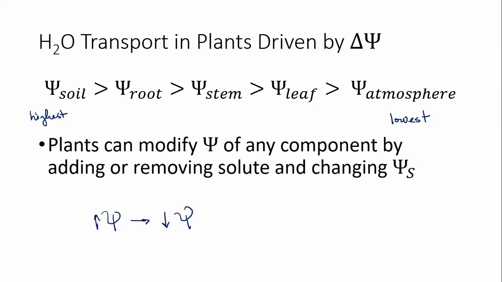Then the stem has a slightly lower water potential than the root, which drives water to move from the roots up to the stems. Similar thing with the leaf. The leaf has a lower water potential than the stem, and so water is going to naturally move from the stem to the leaf. And then the atmosphere has the lowest water potential of all, so water is naturally going to move from the leaf to the atmosphere.